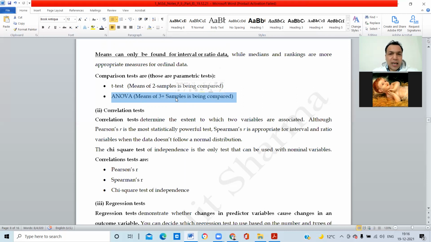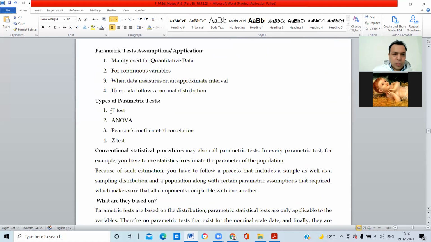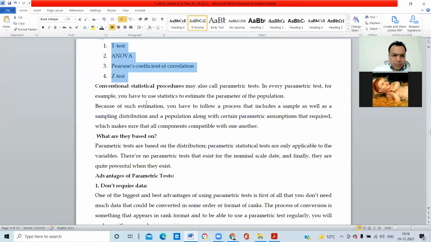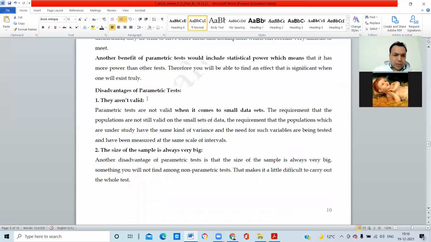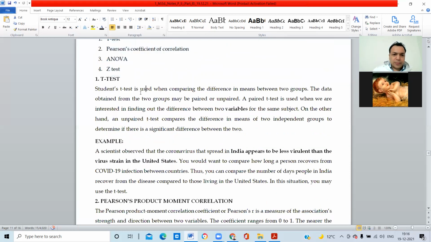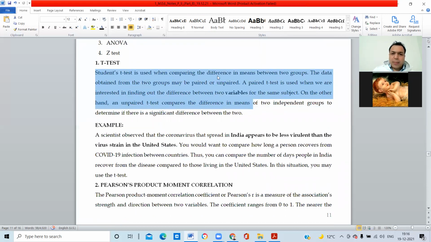If there are 100 students in the 7th class and they have got 60% marks, then that 60% is our result, or 80%. I'm talking here about means. So the t-test, even if you want to go into detail, I have given here the details of the types of parametric tests, the t-test. You have to write that over there. The t-test is used when comparing the difference in means between two groups. In detail, you can come to know that.